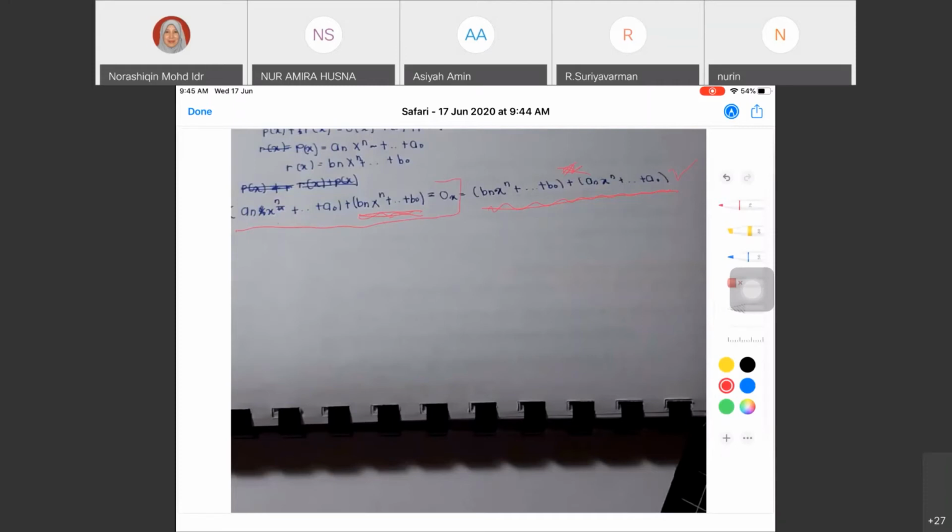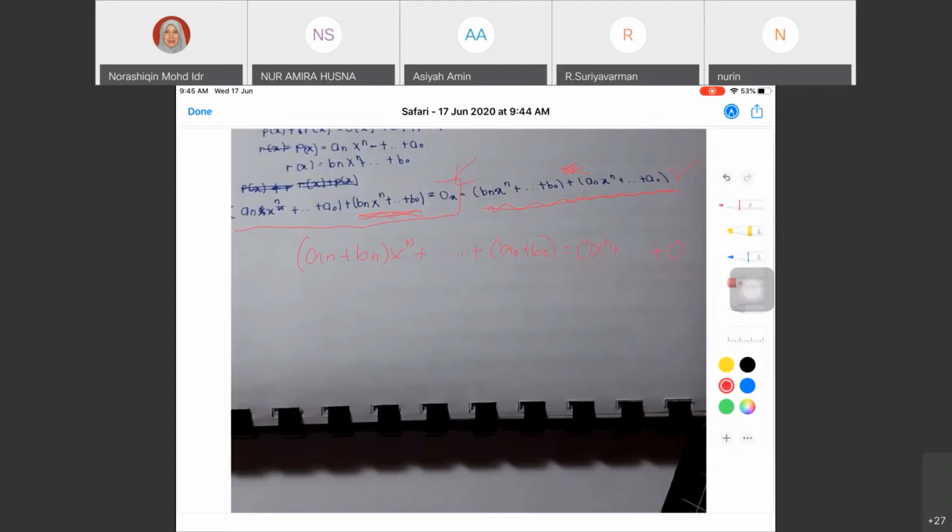So can you find it? So we have what? Next we have a_n plus b_n x to the n plus whatever it is there, a_0 plus b_0. This is equal to the zero polynomial. What does the zero polynomial look like? 0 x to the n plus blah blah blah plus 0.